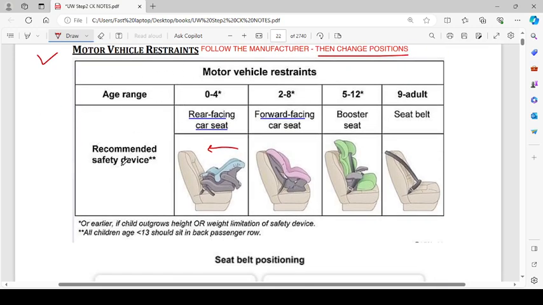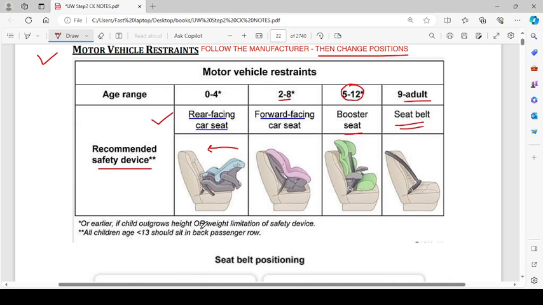Now the recommended safety device by age range: 0 to 4 years, these are in years. For 0 to 4 years we give the rear facing car seat, then a forward facing car seat for children 2 to 8 years of age, a booster seat for children 5 to 12 years of age, and for 9 years to adults we can give seat belts and proper adult seats.